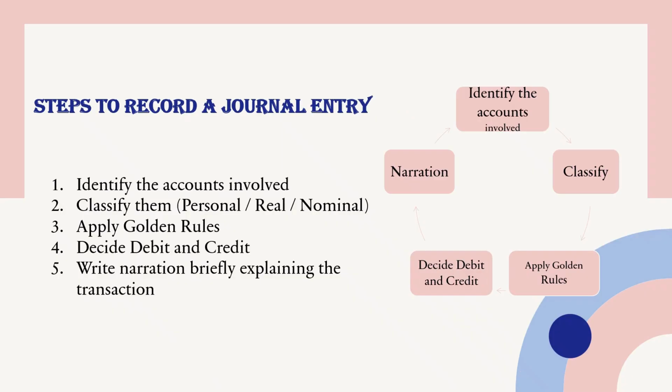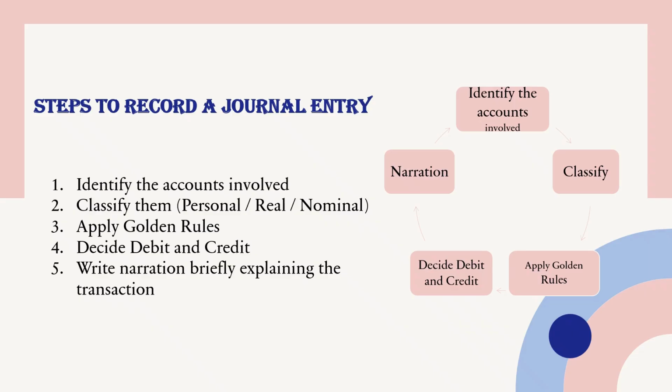Now, on your screen, you can see the steps to record a journal entry. The first step is to identify the accounts involved. For example, are they personal account, real account, or nominal account? Then we will apply the golden rules which we just discussed. We will decide what is debit and what is credit. With the narration, we will explain the transaction.